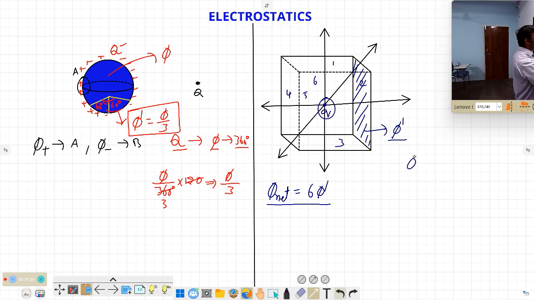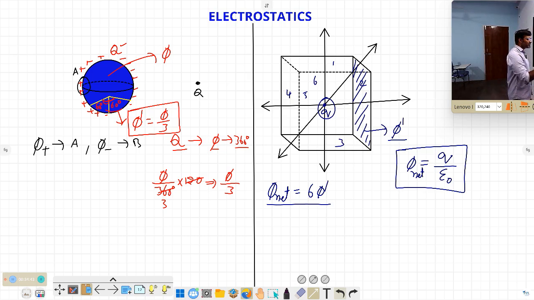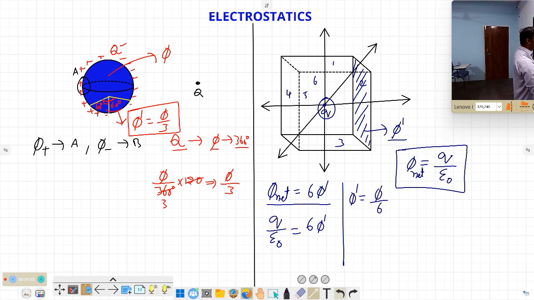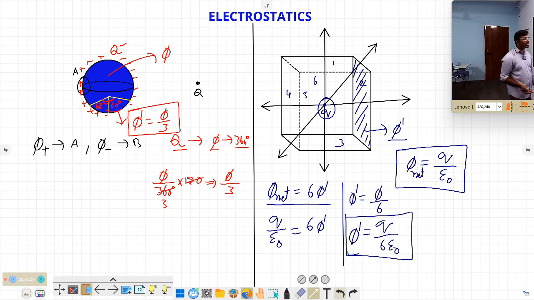You know that the flux across the total surface area is equal to q by epsilon naught. So phi net, the total flux due to the complete single charge, is q by epsilon naught, which is equal to 6 phi dash. Now what is the flux enclosed in that small region? That is nothing but q by 6 epsilon naught. So the flux enclosed across each surface area, when the charge is placed at the center of the cube, is q by 6 epsilon naught. That is the formula for this one.